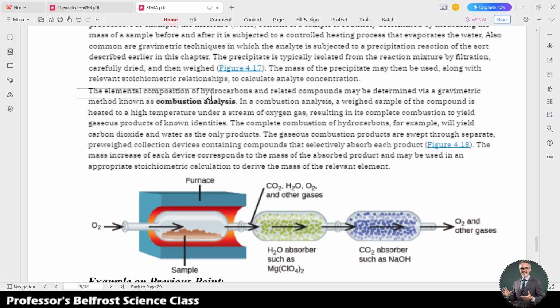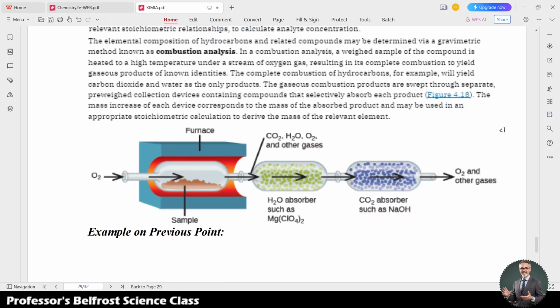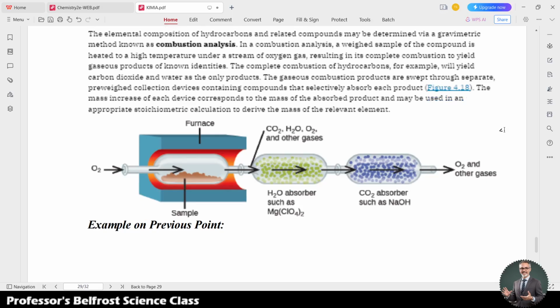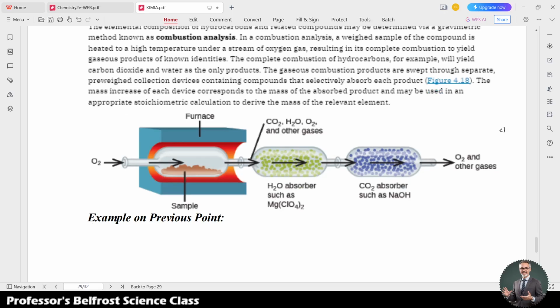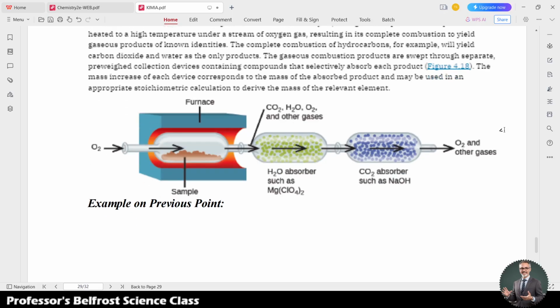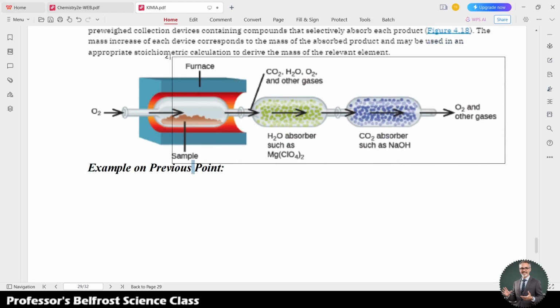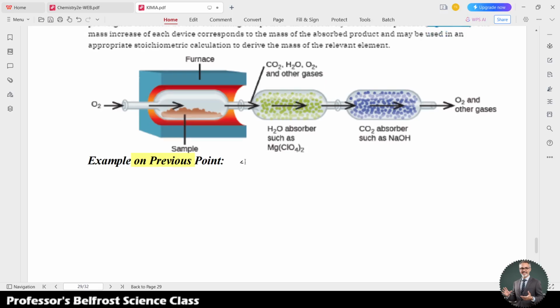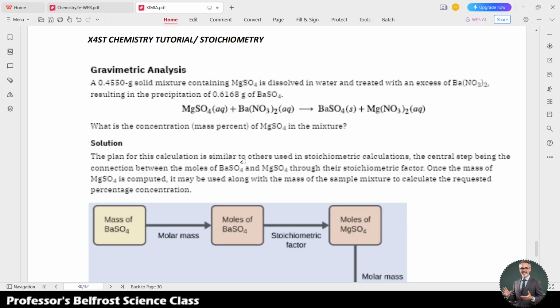The elemental composition of hydrocarbons and related compounds may be determined via a gravimetric method called combustion analysis. In a combustion analysis, a weighed sample of the compound is heated to a high temperature under a stream of oxygen gas. A complete combustion of hydrocarbons, for example, will yield carbon dioxide and water as the only products, and the gaseous combustion products are swept through separate pre-weighed collection devices containing compounds that selectively absorb each product. It's like this. Let's explore this concept by analyzing this problem.